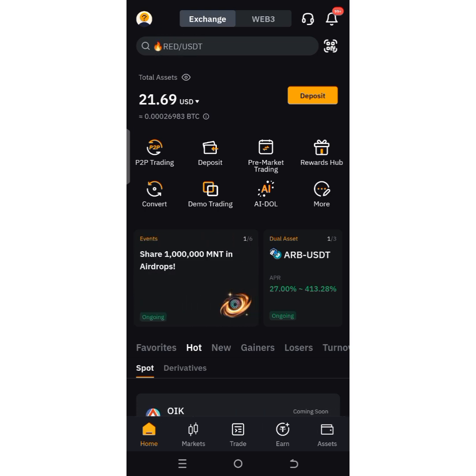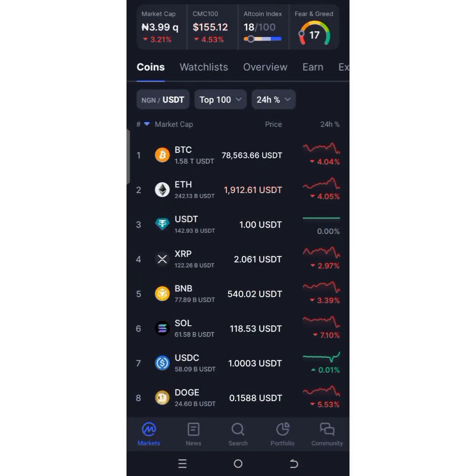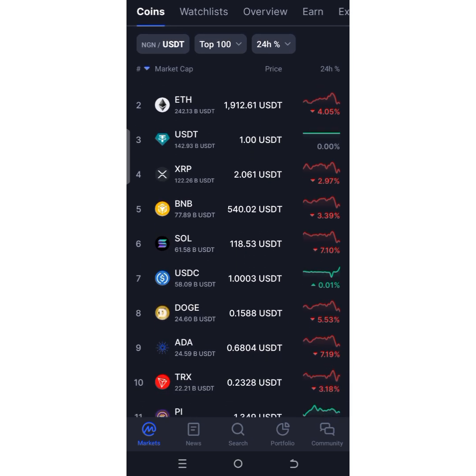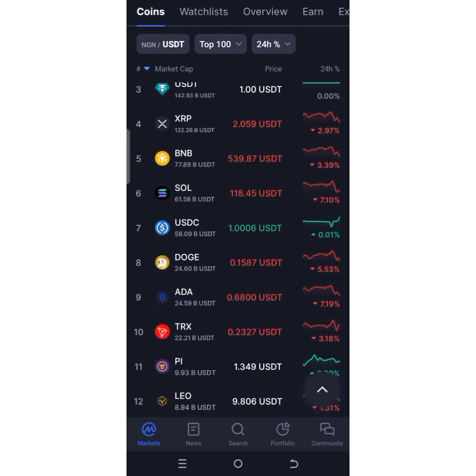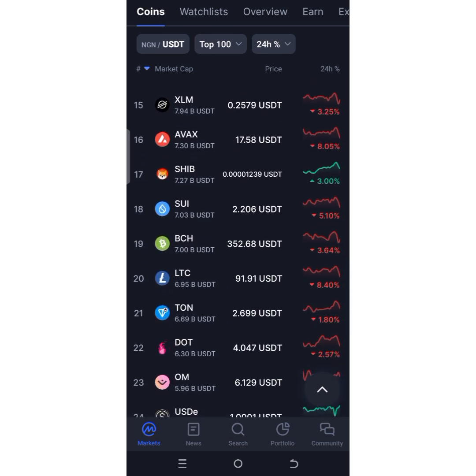So guys, as a beginner, I will advise you to download CoinMarketCap or CoinGecko. This is how CoinMarketCap looks. When you click on coins, you will see the ranking of cryptocurrency. If you want to buy crypto as a beginner, you can buy from the first 20 in crypto ranking. Make sure you understand the first 20 coins before you buy any crypto.